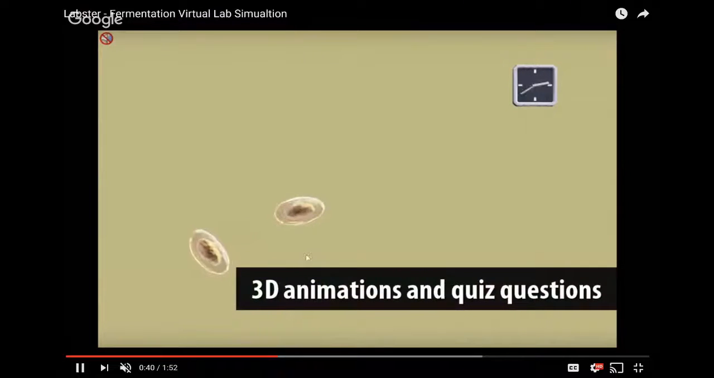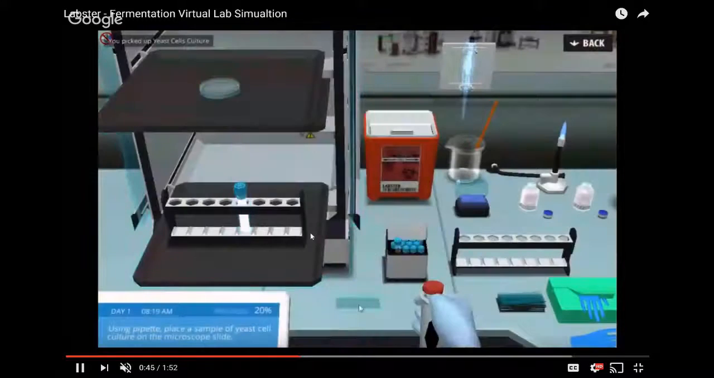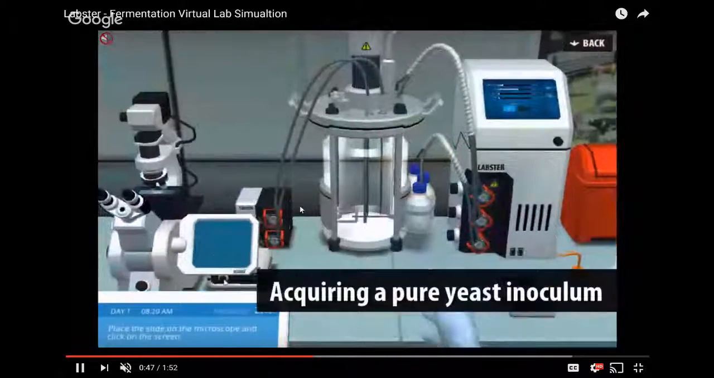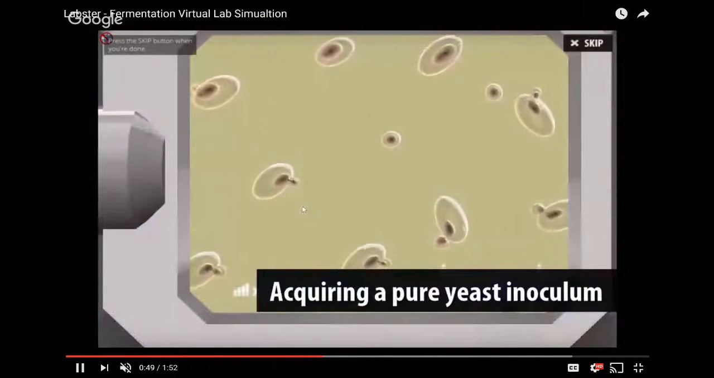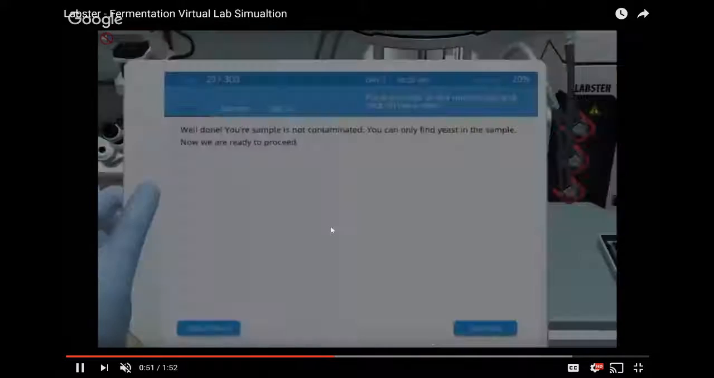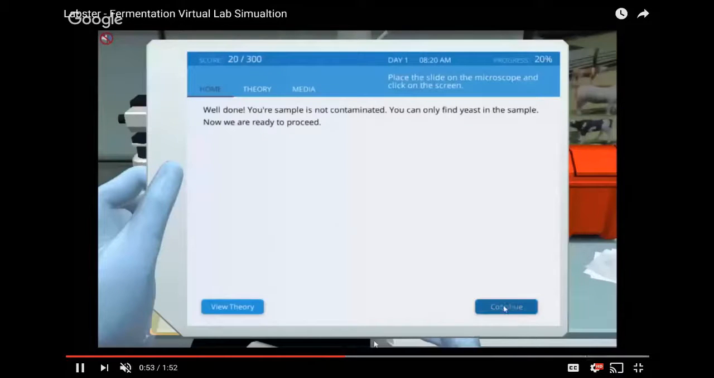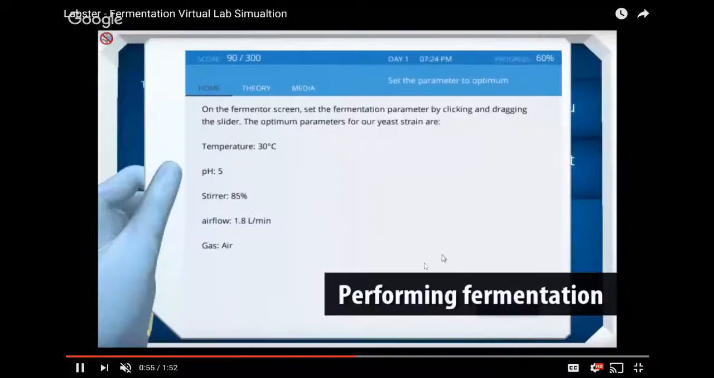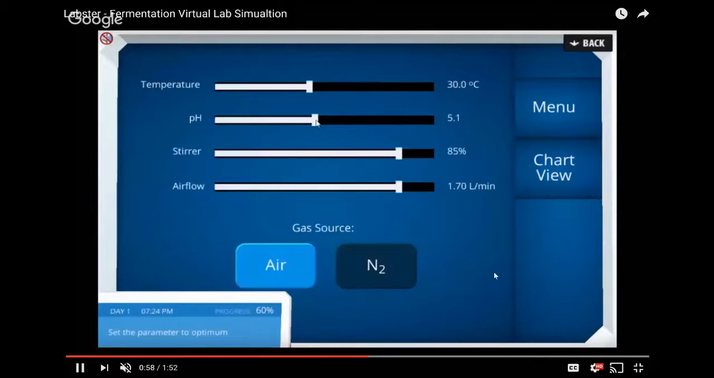And here's another example where, as they're working in the laboratories, they see the virtual simulations. And then they are also challenged with quiz questions to ensure that they fully understand the different topics that they're covering in the simulations. And here's also an example of the very complex simulations that we can perform.